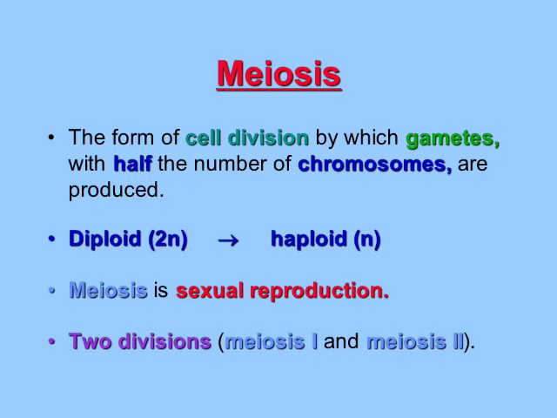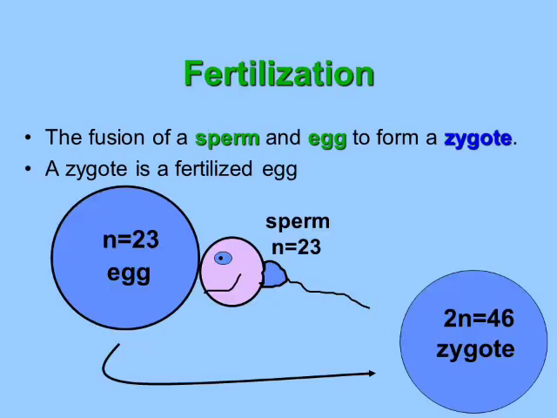Meiosis, the form of cell division by which gametes with half the number of chromosomes are produced. The distinction between diploids and haploids is the number of chromosome sets found in the nucleus. Haploid cells have only a single set of chromosomes while diploid cells have two sets of chromosomes. Meiosis happens in sexual reproduction and it has two divisions, which are meiosis I and meiosis II.